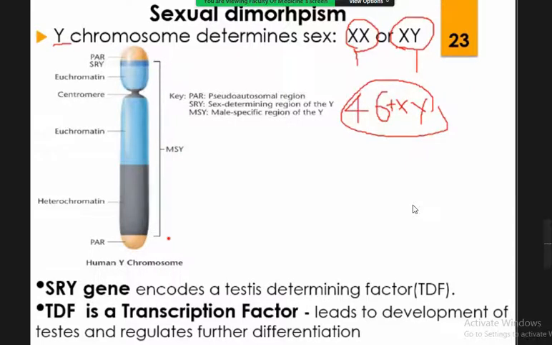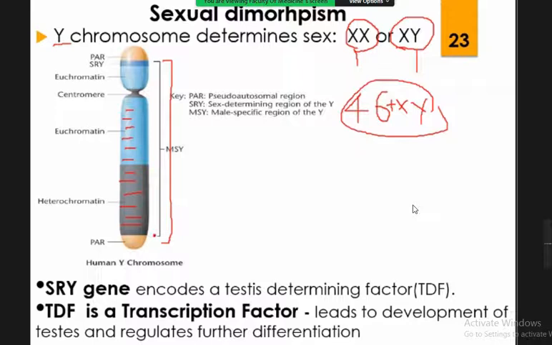The Y chromosome is generally dominated by a male-specific region. Male-specific region because this entire area has genes. If you divide this chromosome into segments, you could say that all these segments are carrying genes. So there are different genes along this stretch, but these genes encode for male-specific factors.